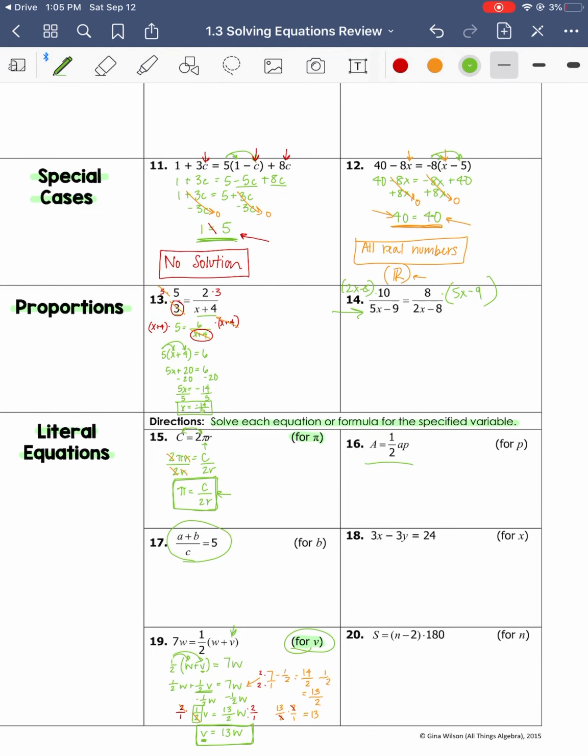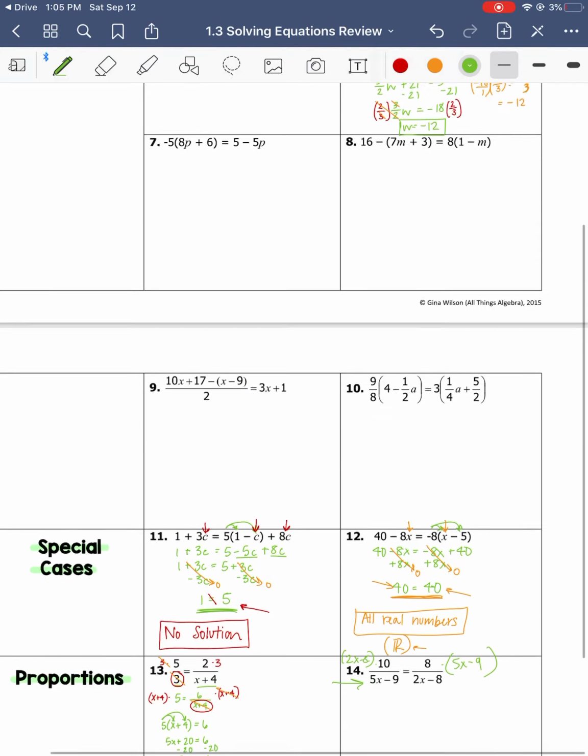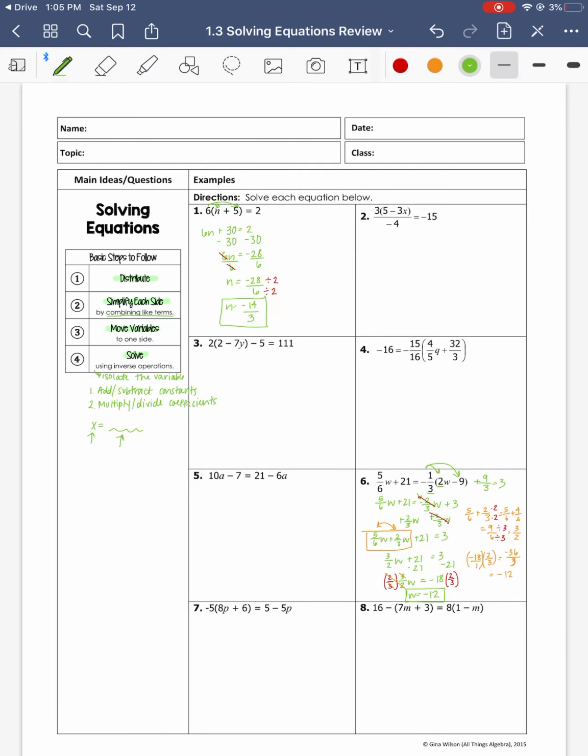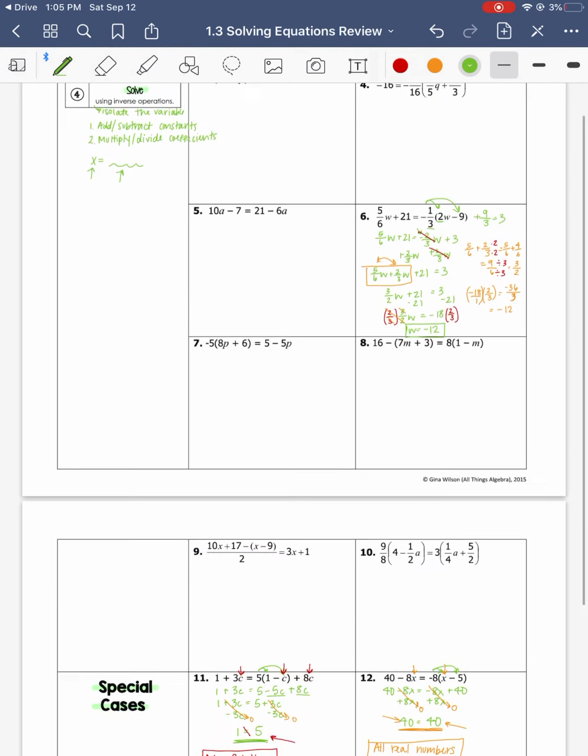Okay, so try out the rest of these example problems. Let me know if you want to see more videos on specific examples. I can definitely post those. And then you should be able to start your homework number 3.